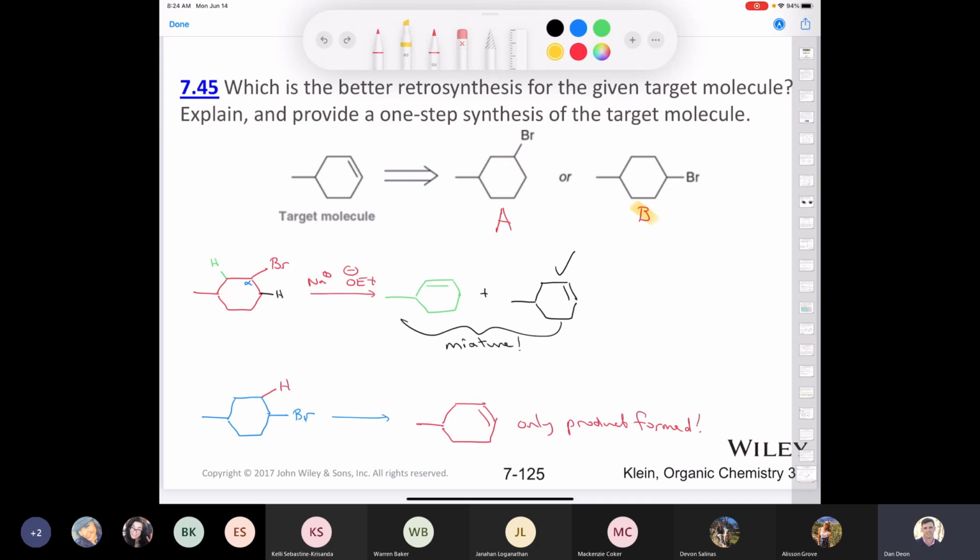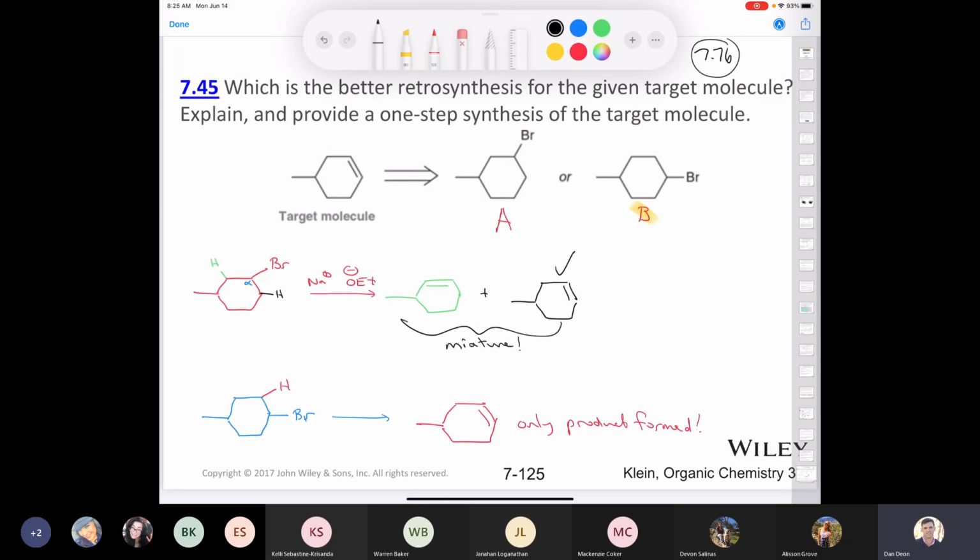Again, this is the kind of thing you want to make sure that you understand, why it happens, because it's such a good question. All right, I wanted to take a look at some of the parts of question 7.76. So if you have your textbook, you can open it up to 7.76.